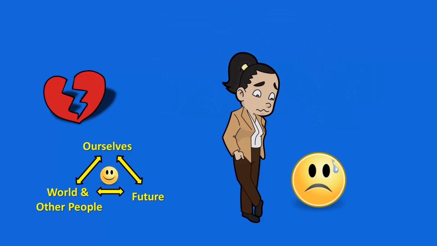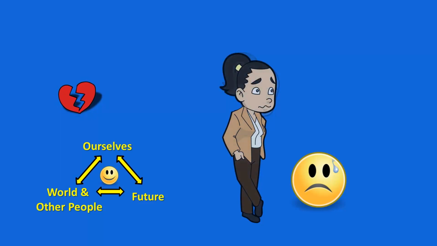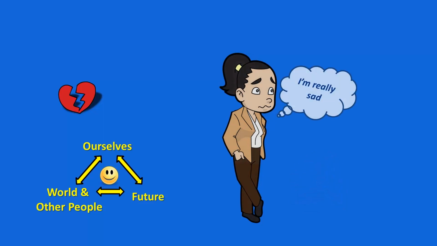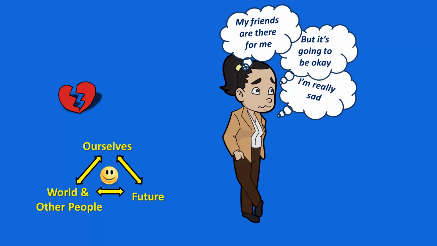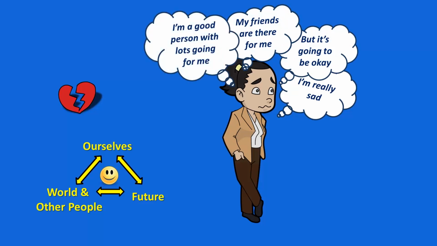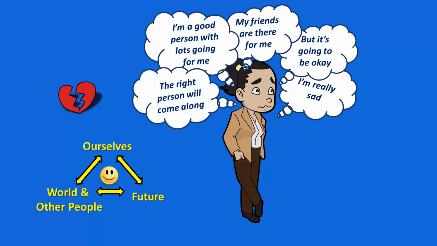But if we had a different set of core beliefs that weren't so negative, and if being in a relationship wasn't as important to us in terms of our self-esteem, self-worth, and meaning and purpose in our lives, then we'd make different sorts of cognitive appraisals about the end of the relationship that wouldn't necessarily trigger depression. I'm really sad right now, but it's going to be okay. I'm lucky to have such good friends that care about me and will help me through it. I'm a good person with lots going for me, and I know eventually the right person will come along.